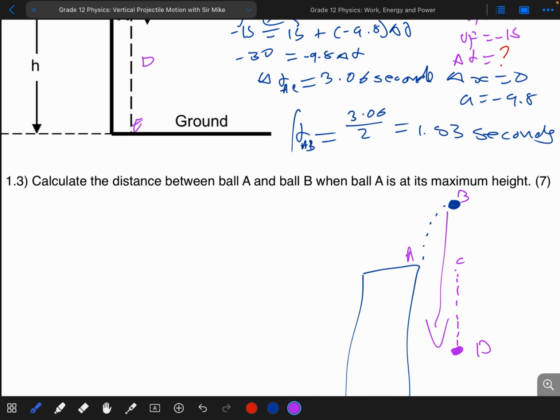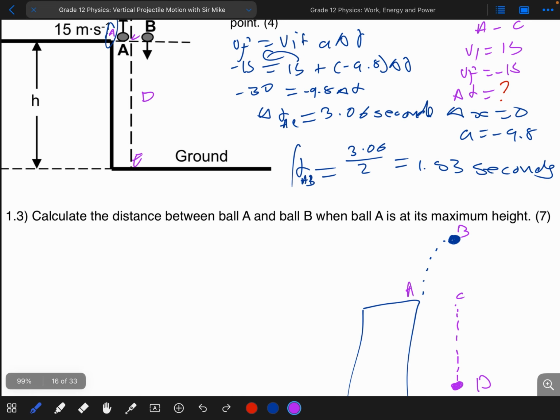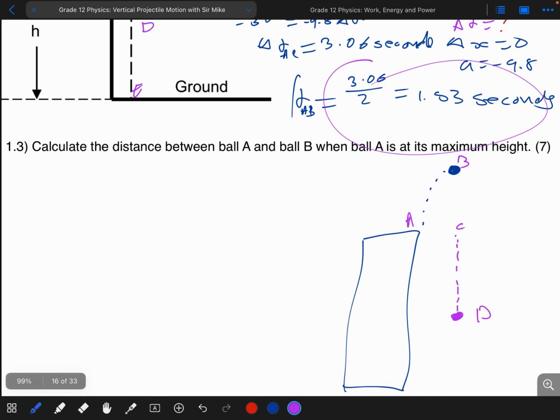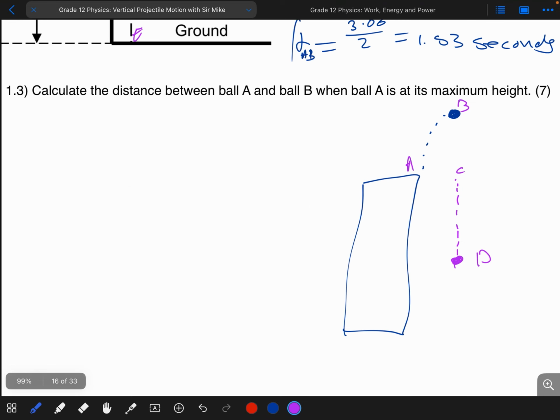Now remember, they want the distance between ball A and B when ball A is at its maximum height. According to what I did there, I actually know how long it took object A to reach point B, which we said is 1.53 seconds. So that would mean it also took the second object, object B, 1.53 seconds to reach that point D there.